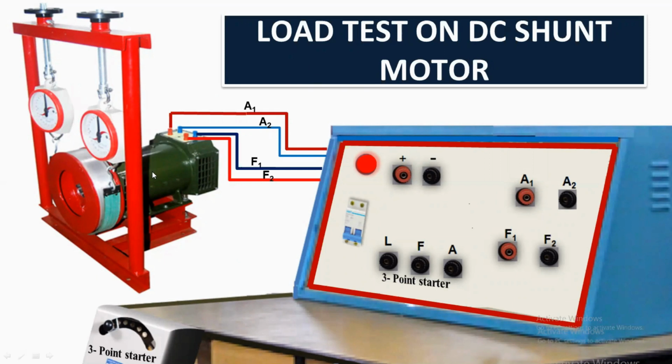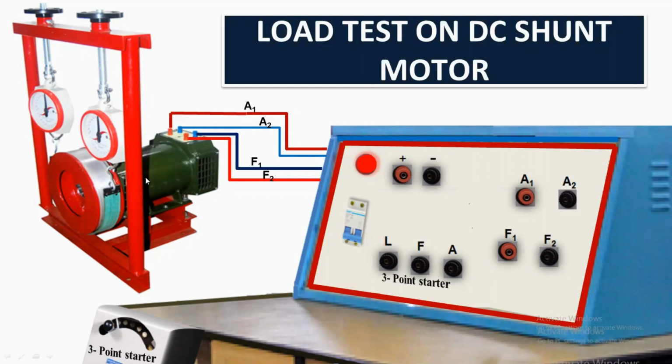DC shunt motor consists of stator winding and rotor winding. Stator is the field winding, rotor is the armature winding. The armature winding terminals are A1 and A2. Then field winding terminals are F1 and F2. The terminals are connected on this board back side. Here A1, A2, F1, F2.